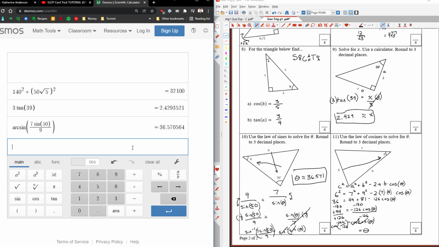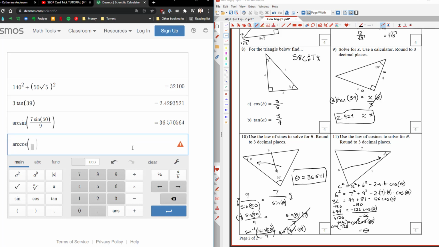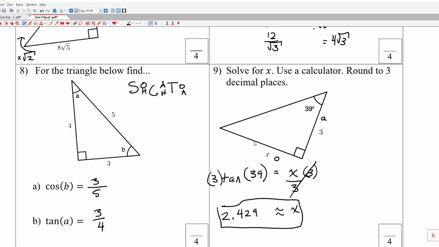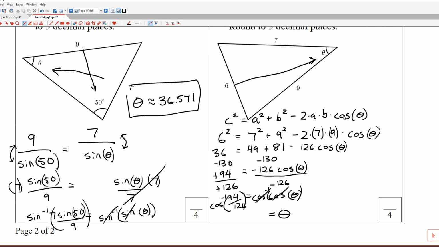Let's go. We got arc cosine of, it's going to be a fraction, so let's set that up. It's going to be 94 divided by 126. And again, round to 3 decimal places. So it's going to be 41.752. And Mr. Sindel is being slightly pedantic.